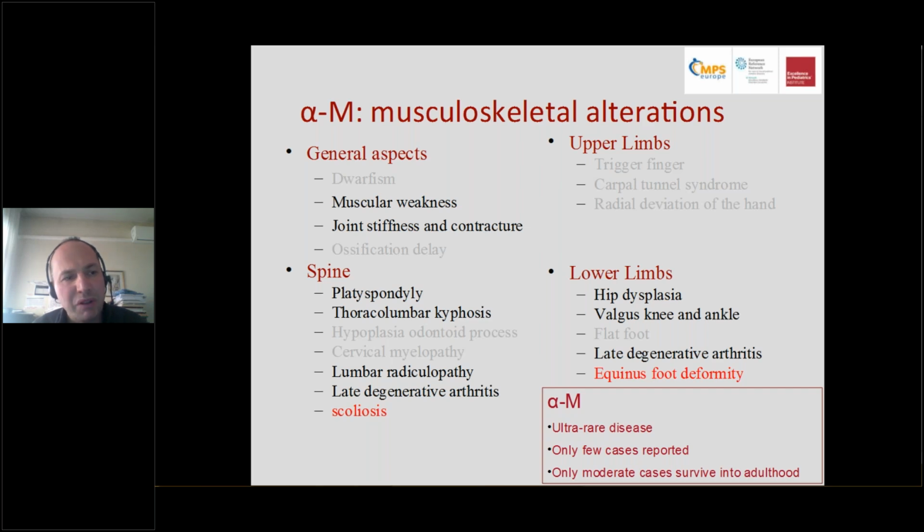But I have to say that alpha-mannosidosis is also an ultra-rare disease, and there are only a few reports. I like to underline that only moderate cases survive into adulthood, and so what we can find in the literature is poor about alpha-mannosidosis. So sometimes we can state that if there is no report about some aspect, maybe it's only because the moderate cases are the ones that survive into adulthood.